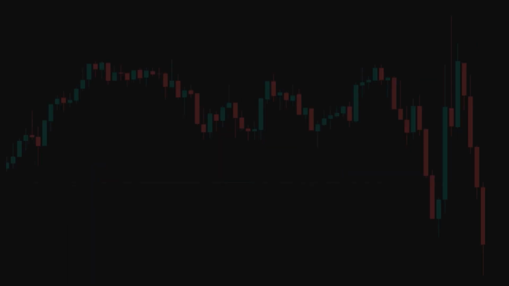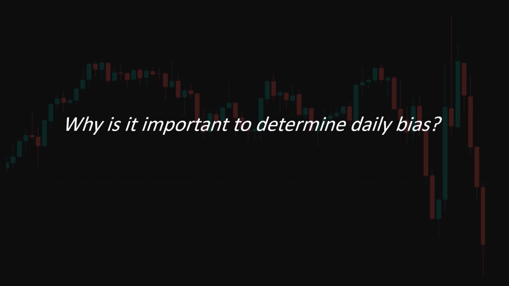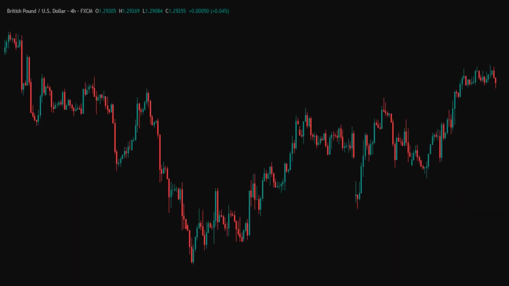Now, why is it important to determine daily bias, and what psychological aspects are involved? First, higher time frame levels hold greater significance. A minor reaction at a key level on a higher time frame can lead to a notable trend change on lower time frames. Before executing any trades, it's important to assess how close the price is to hitting a supply or demand area on the higher time frame. This understanding will guide you in setting targets, stop losses, and in avoiding losses.